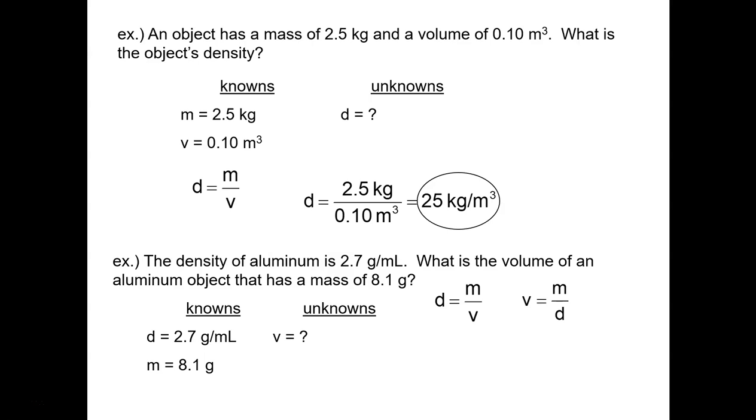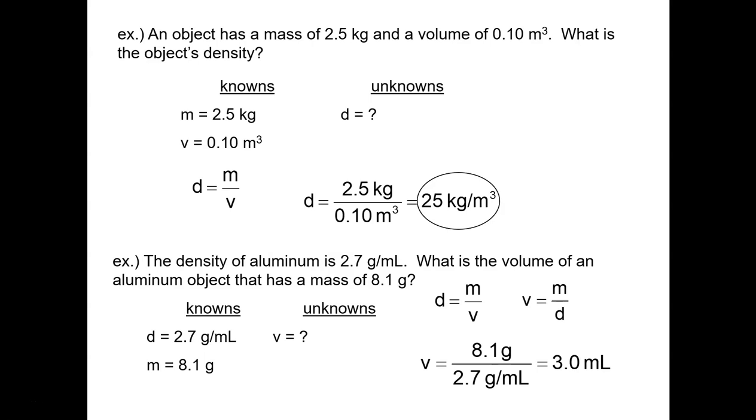Well, now that I know what formula I'm using, I can just fill in the numbers. What is M? It's 8.1 grams. What is D? It's 2.7 grams per milliliter. So 8.1 grams goes on top, 2.7 grams per milliliter goes on the bottom. And now I know what to do with my calculator. I need to take 8.1 and divide it by 2.7. When you do that, your calculator gives you an answer of 3. It doesn't say 3.0 on your calculator, it just says 3.